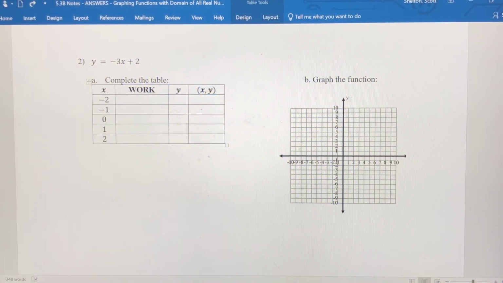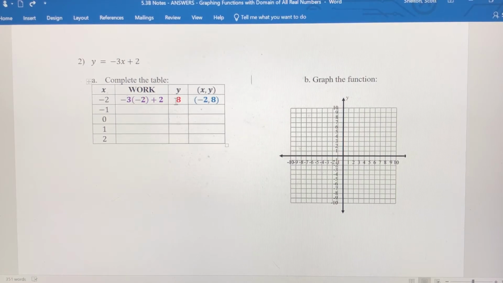All right, let's take a look at number 2 here. The linear function in this case is y equals -3x plus 2. Again, we know that's a linear function because the largest exponent is 1, and there's no denominator with a variable in it or anything else. So this is going to be a linear function. So let's plug in -2. -3 times -2 is 6. 6 plus 2 is 8. So the ordered pair there is (-2, 8).